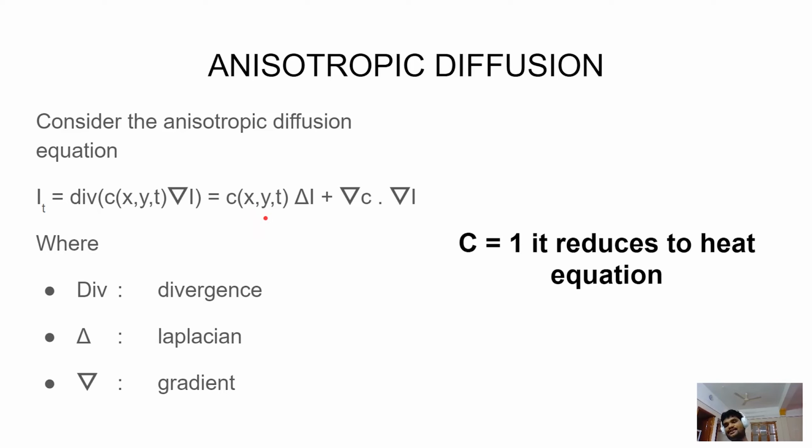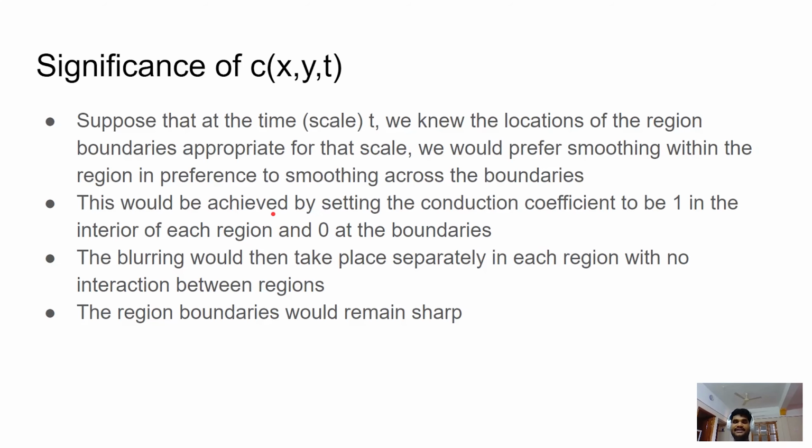And if C is equal to 1, it means it is applied isotropically to each and every pixel. Now, what magic does this C do to make sure that the smoothing doesn't happen near the edges? Suppose that at the time scale t, we knew the locations of the region boundaries appropriate for that scale. We would prefer smoothing within the region in preference to smoothing across the boundaries.